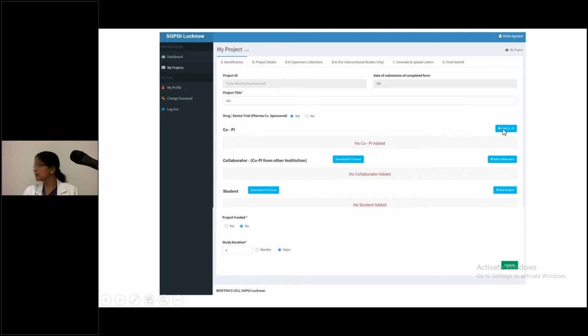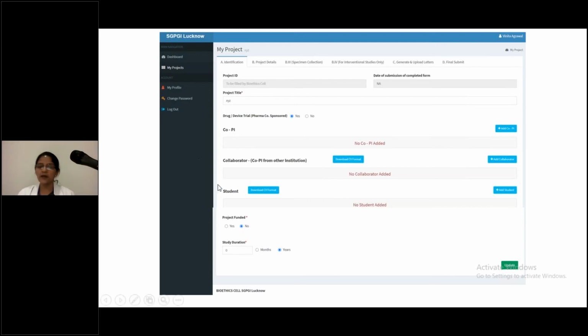So you can keep on adding the co-PIs from this because they're already registered. Is there any collaborator? Who is a collaborator? A co-PI from any other institution is a collaborator. So if you have a collaborator from other institutions, then you add it here.